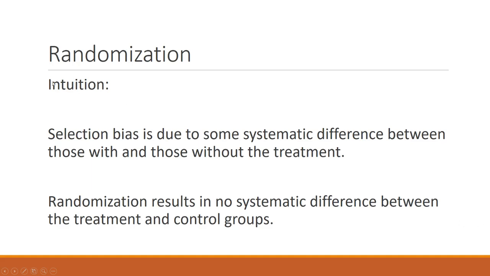All right, so what's the intuition behind this? Why does randomization solve the problem? Randomization solves the problem because of what selection bias is. Remember, selection bias is due to some systematic difference between those with and those without the treatment. There's some reason for why the people that have the treatment have the treatment.